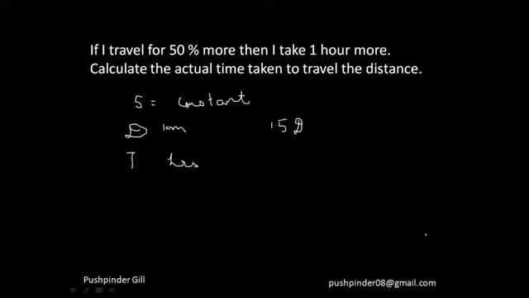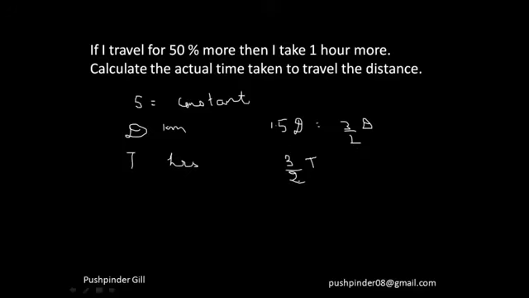So if I travel 50% more, that means my distance is getting multiplied by 1.5, which is nothing but 3 by 2, right? My distance is getting multiplied by 3 by 2. That means my time is also going to multiply by 3 by 2, because the same number with which distance is getting multiplied, the same number the time will get multiplied with. So earlier I was taking t hours to travel the same distance. Now I'm taking 3 by 2 t hours to travel this distance.